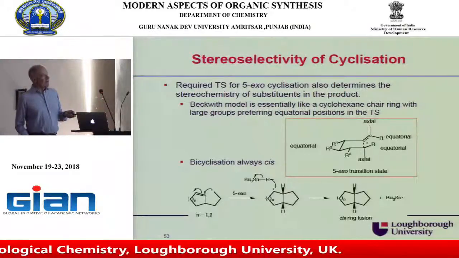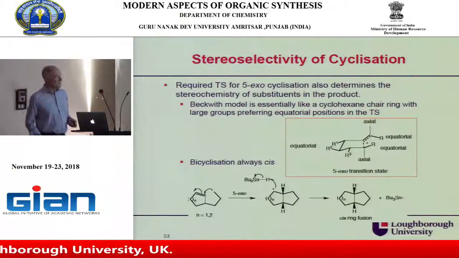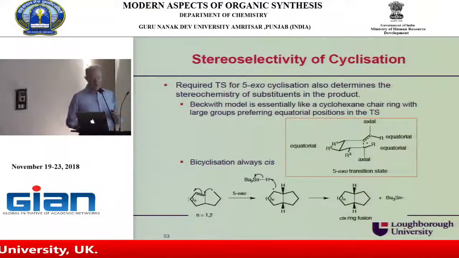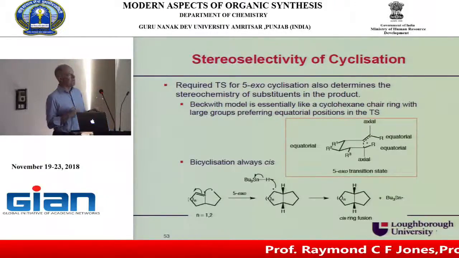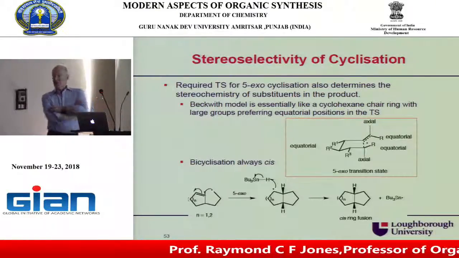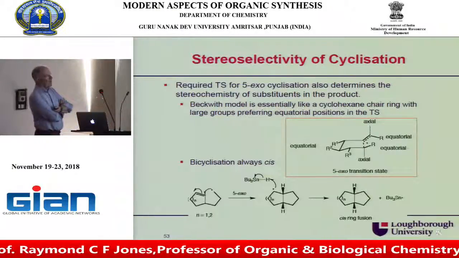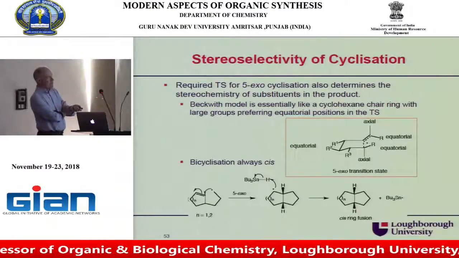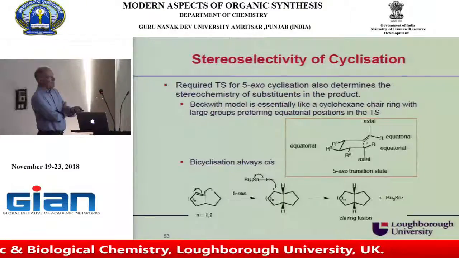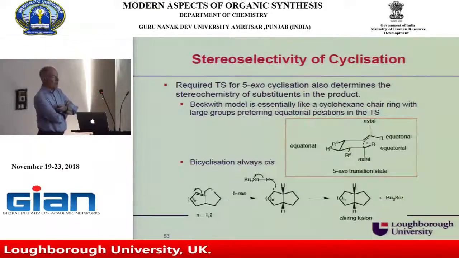And where it's possible, substituents prefer to be equatorial rather than axial. So of course, in each particular case, it depends on the stereochemistry of the precursor that you're cyclizing. But there is this model, the so-called Beckwith model, that you can use to predict stereochemistry, pretending that the transition state is essentially like a chair. If you have a bicyclization to form a double ring, then the observation is that the ring junction you're forming is always a cis ring junction.